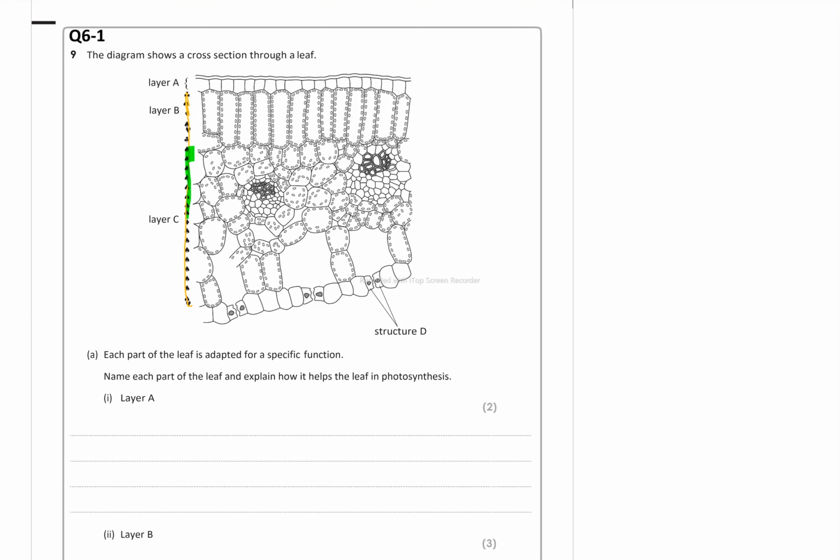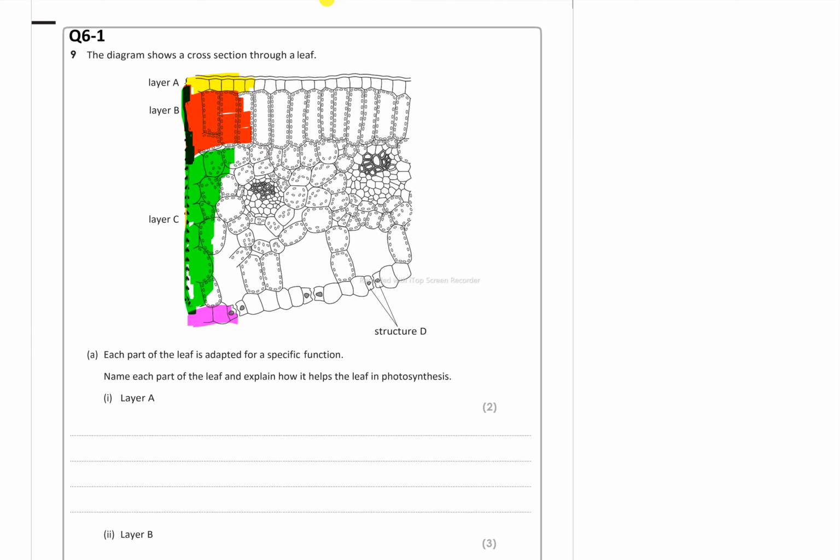That there is layer C, that is layer B, that is layer B, this bit here is layer B, that is layer A, and that is layer C, and then you have at the bottom the lower epidermis.